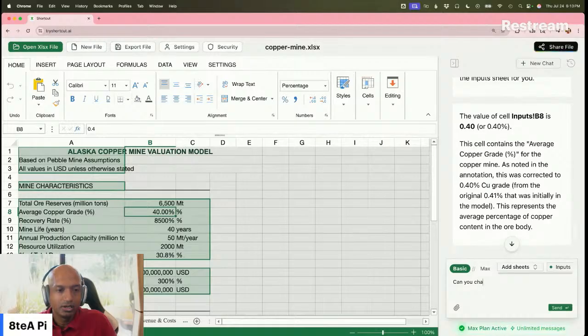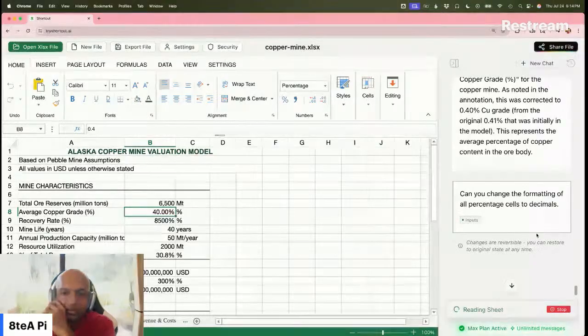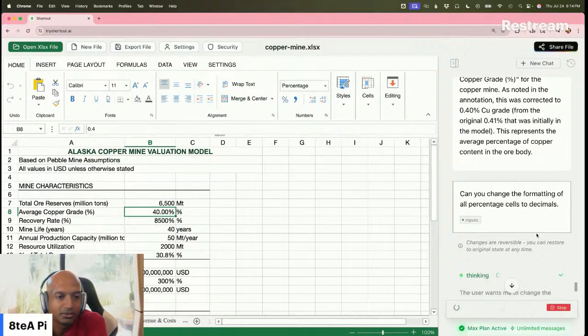Can you change the formatting of all percentage cells to decimals? All right, let's see whether it can do that. If you can give me a 0.4 there with no percent sign, I'm happy.